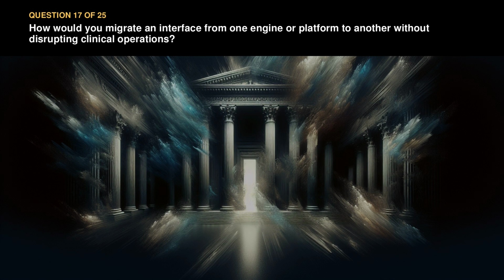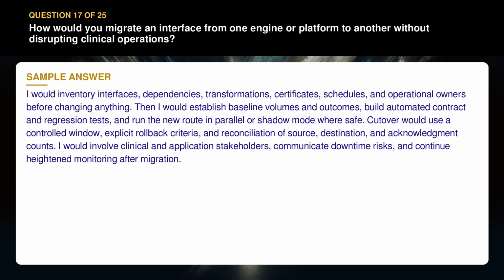Question 17. How would you migrate an interface from one engine or platform to another without disrupting clinical operations? I would inventory interfaces, dependencies, transformations, certificates, schedules, and operational owners before changing anything. Then I would establish baseline volumes and outcomes, build automated contract and regression tests, and run the new route in parallel or shadow mode where safe.